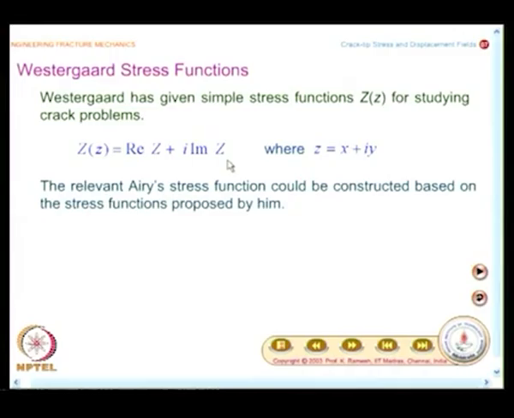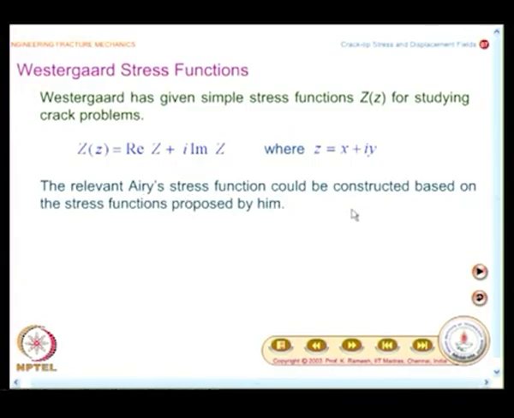It is a very good paper. He had solved a variety of problems in just 5 pages. There is a lot of information available in that paper. So, what you have is, we now take up an analytic function capital Z, which is represented as a real part of Z plus i imaginary part of Z, and based on Z we would construct a relevant Airy stress function for a given problem.